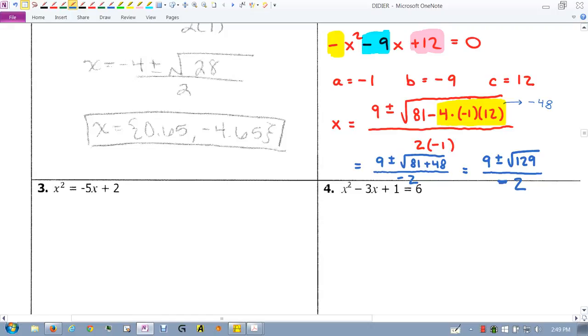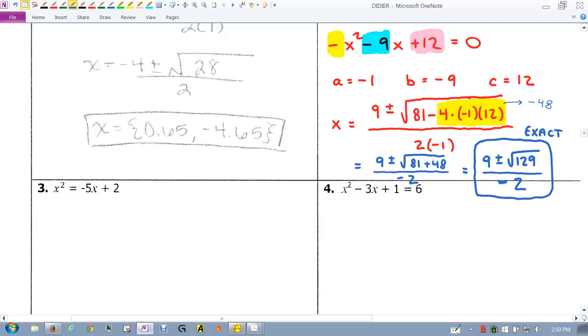Good. Now, can we break 129 down? Not with a perfect square, right? It does break down. There are some numbers that go into 129, but none of them are perfect squares. And you would just have to work through that on your own. If it did, you would have to simplify it. This right here can't be simplified. So at this point, we're done. This is what we consider to be the exact answer.